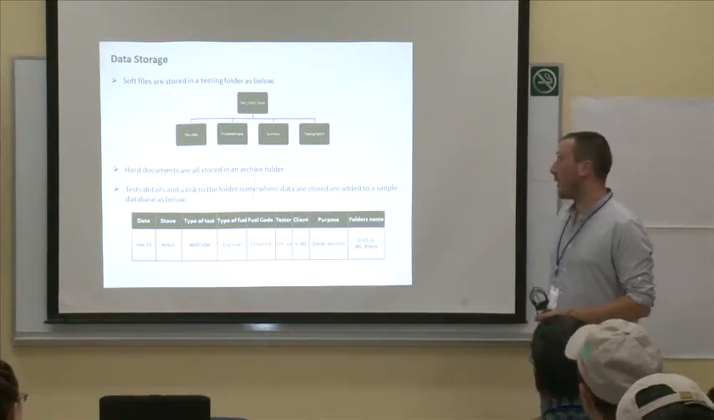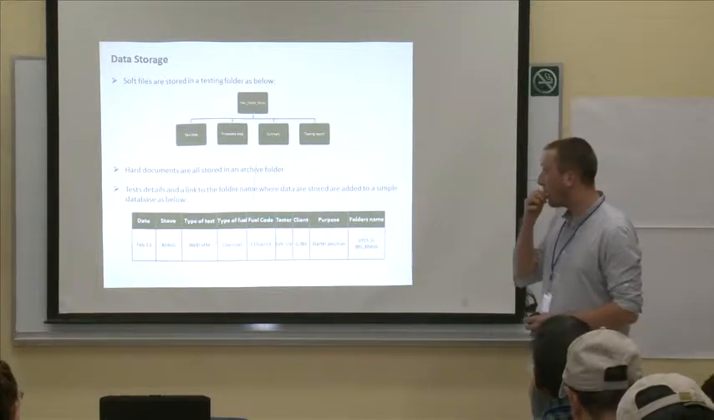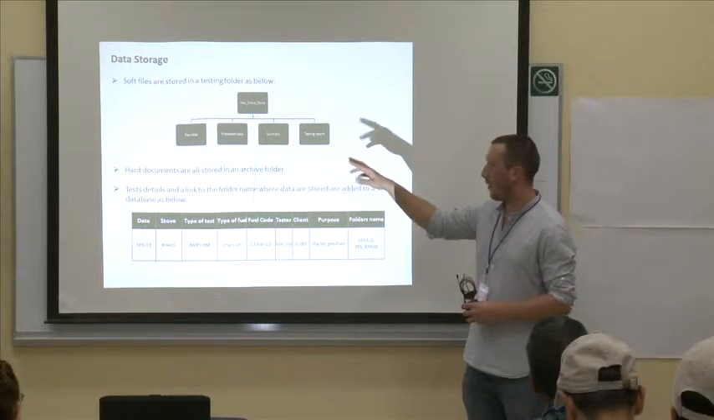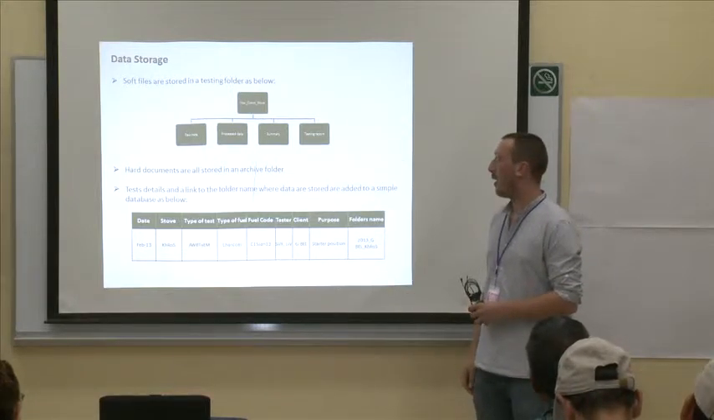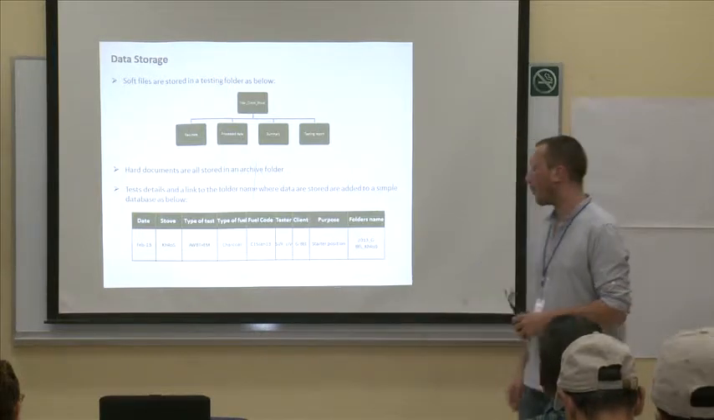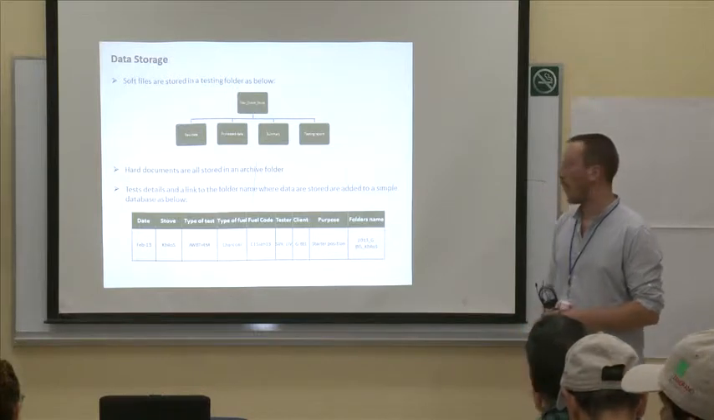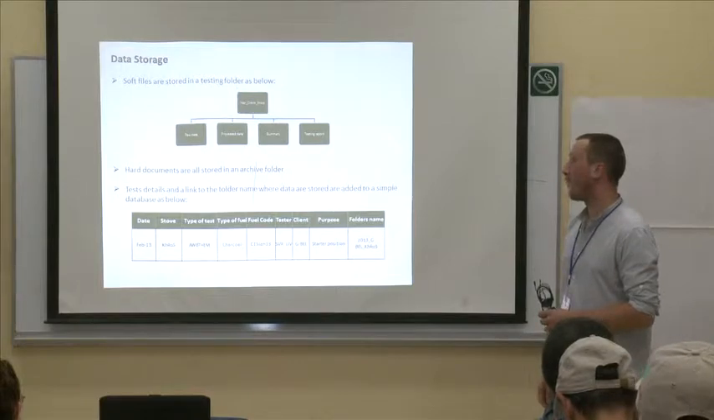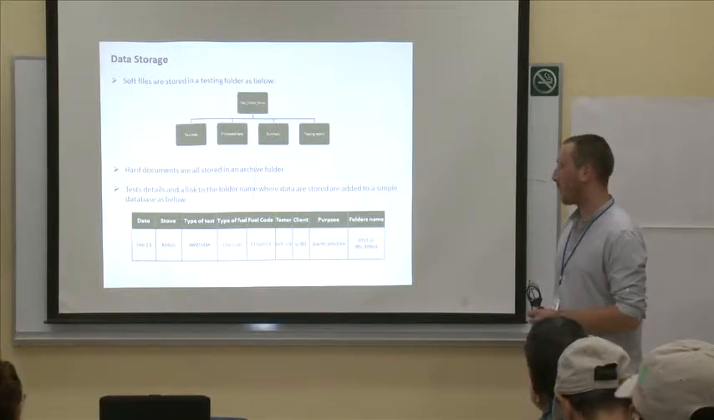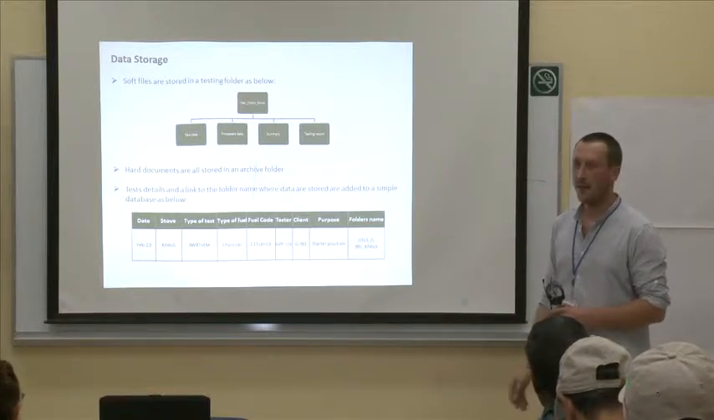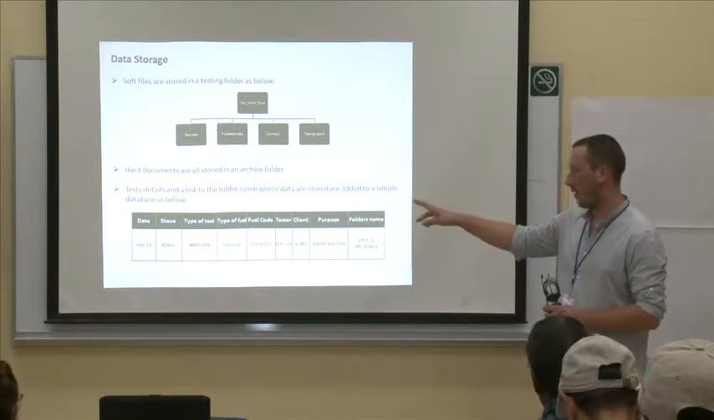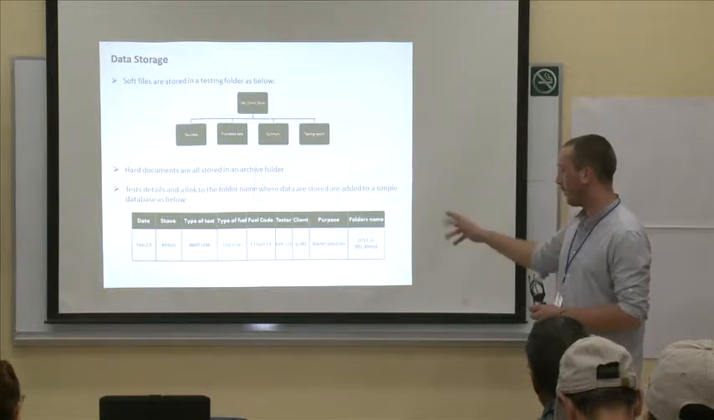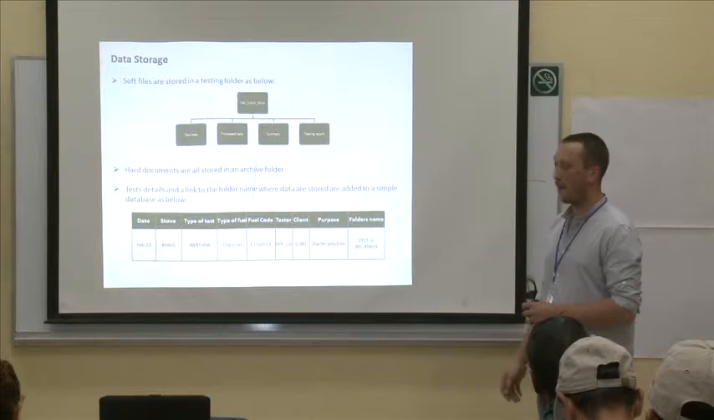And finally, we are storing the data. So soft files are stored in, I don't know if you can see, but we are creating one folder with the year, the client, and the stove. And then we have four subfolders with raw data, processed data, summary of the testing results, and the testing report. We are archiving all the hard folders with the same naming as the subfolders. And we are creating a simple database in Excel to link all the soft and hard data. So with the date of the test, the name of the stove, the type of test, type of fuel, the code of the fuel, and a small description of the objective of the test, and then the link to the folder where all the data are stored.